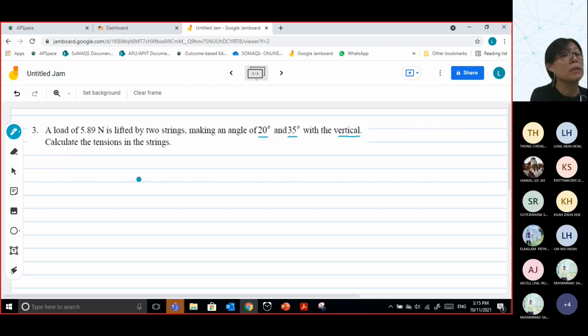So this one you may need to draw it out yourself, so that you can see it clearly. Of course, if you are talking about the assessment, the drawing will not give you any point, but this is just for your own understanding and make it easier for you to solve the question. So now we have a load. The load is actually 5.89 Newton, lifted by 2 strings.